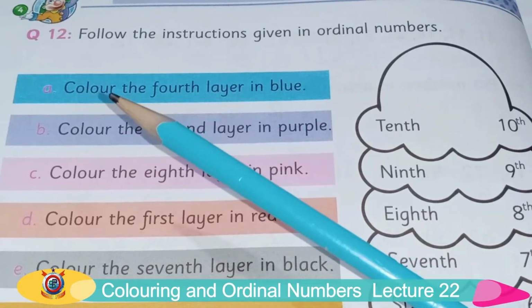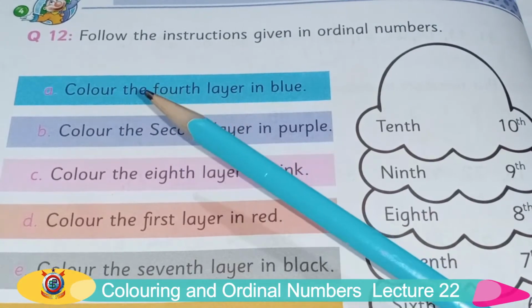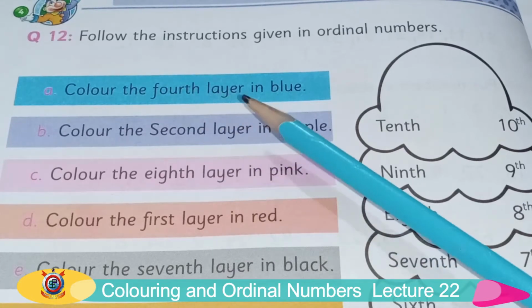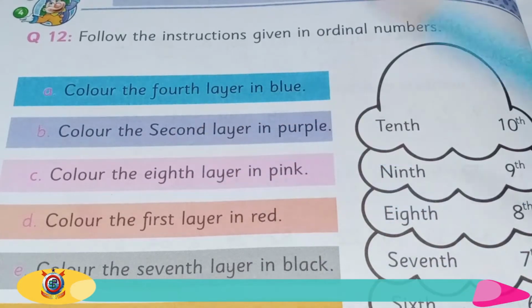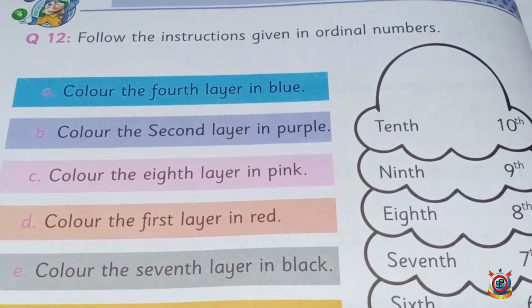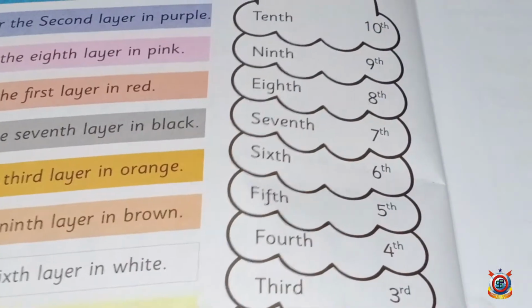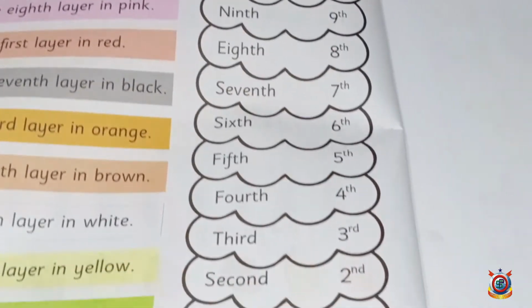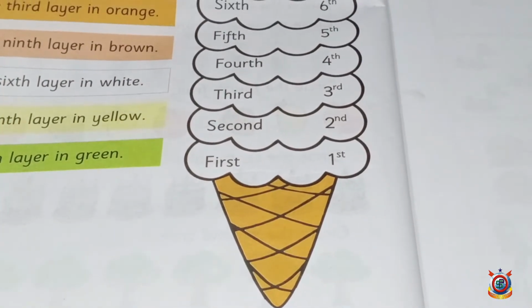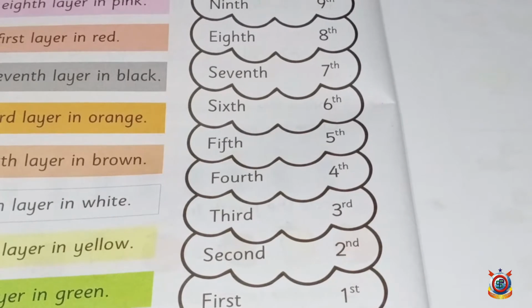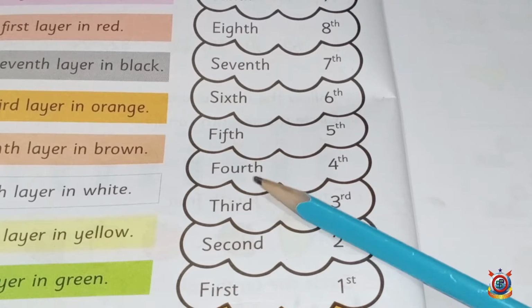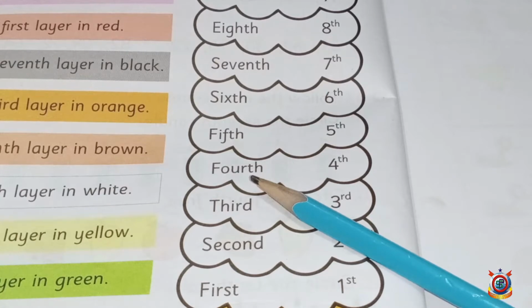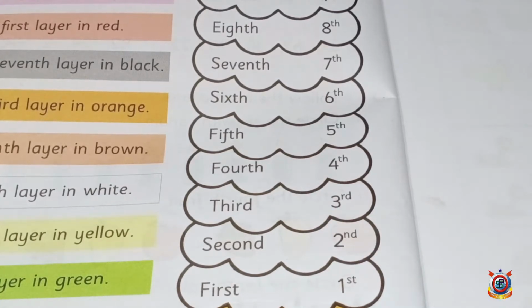Number A. Number A is color the fourth layer in blue. So what we have to do, students? Can you see this is a picture of an ice cream without colors. This is a cone ice cream. And they are saying that you have to color the fourth layer. This is the fourth layer and we have to color this layer in blue. Let's color with me.